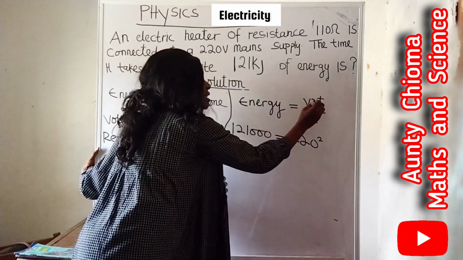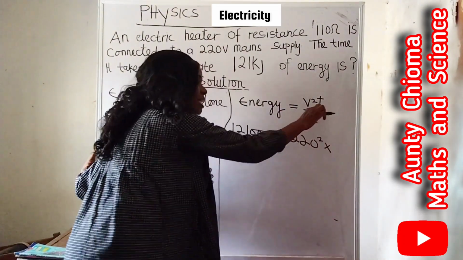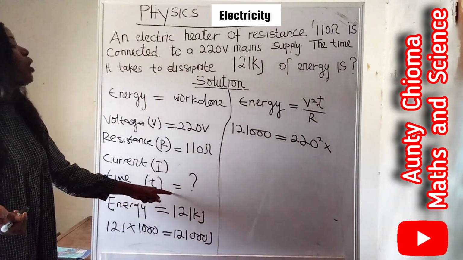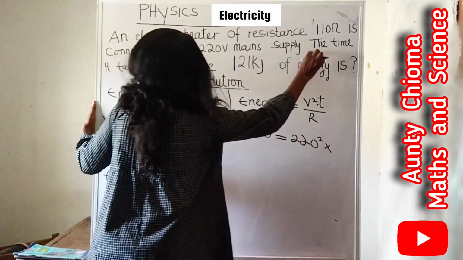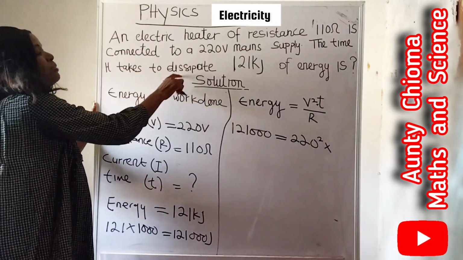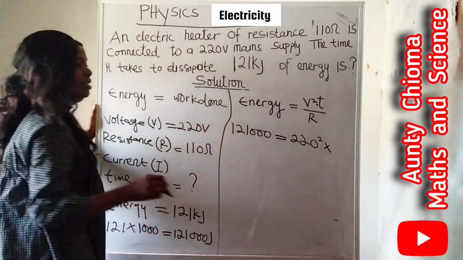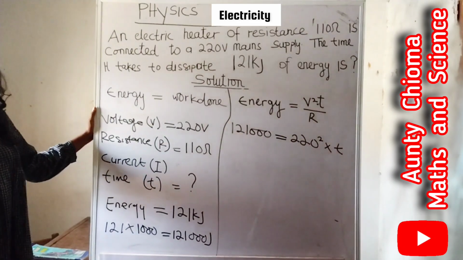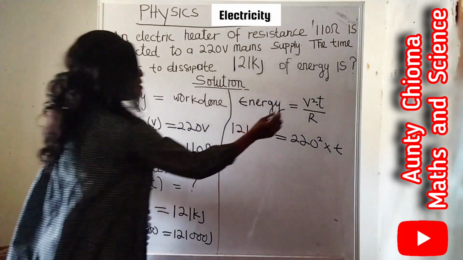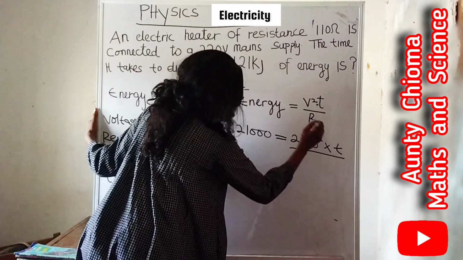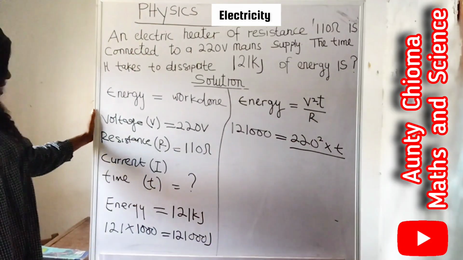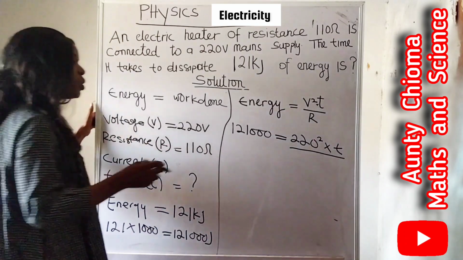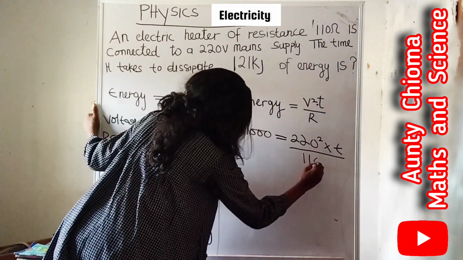There's an invisible times here, so it will be times what? T. Did they give us any value for T? No. We are asked to find the value of T because the question says the time it takes to dissipate. So time is T. So still write it T. You don't know the value. You are looking for the value. Put this over R. Did they give us a value for R? Yes, we are given resistance R equals to 110. So we put 110 here.